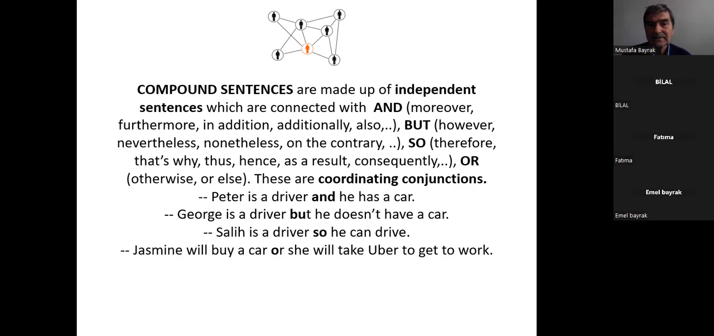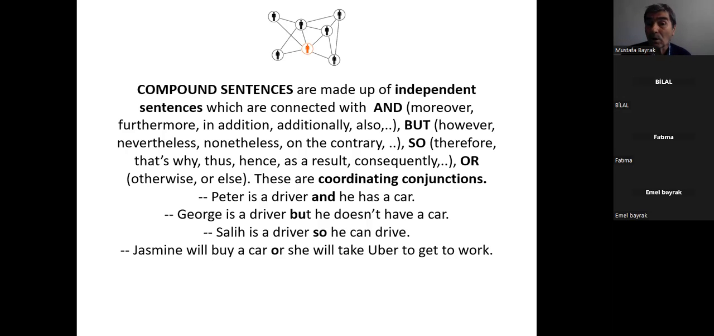George is a driver, but he doesn't have a car. There is an opposing situation. In and, of course, there is an additional situation here. George is a driver, but he doesn't have a car. Or, however, he doesn't have a car. Nevertheless, he doesn't have a car. Nonetheless, on the contrary, he doesn't have a car.